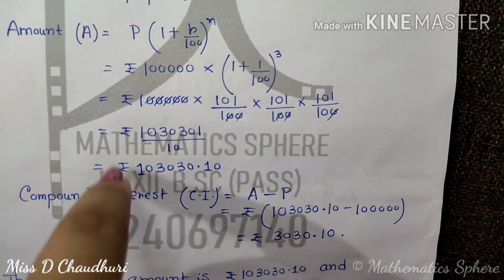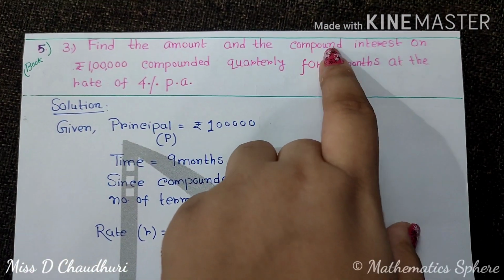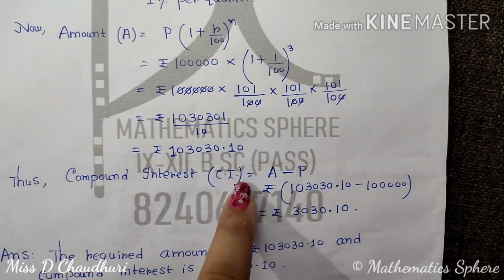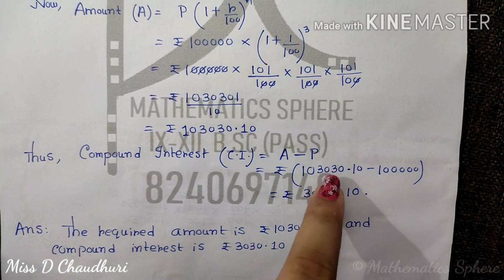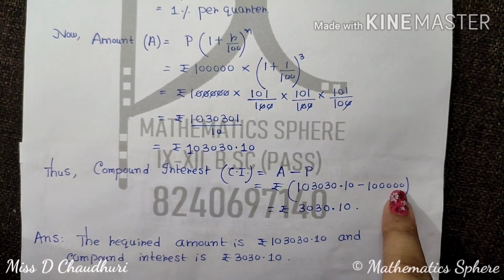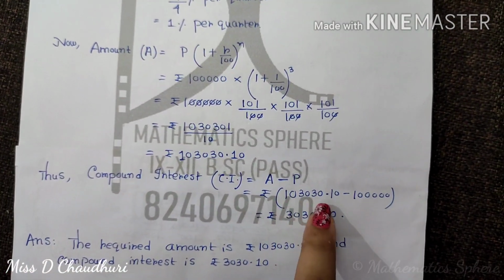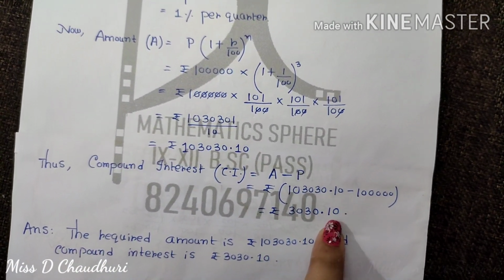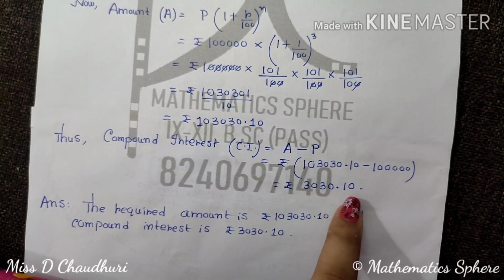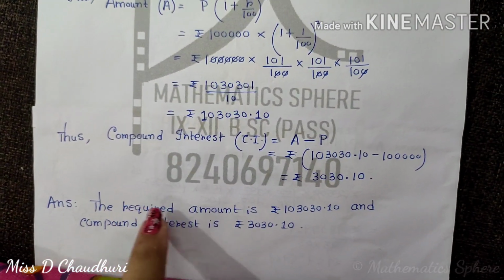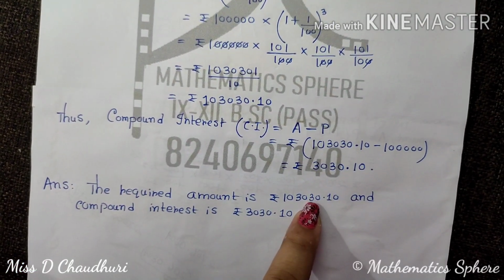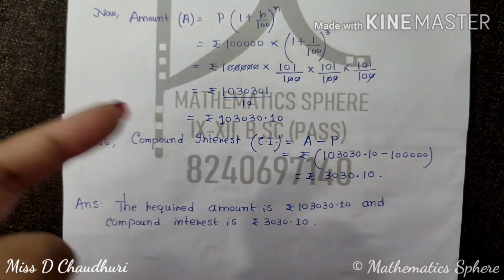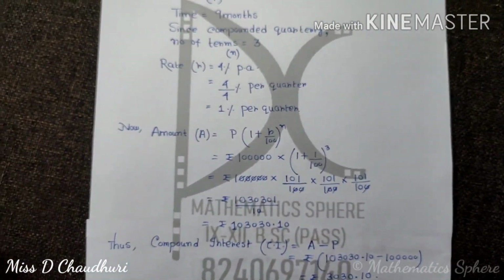Done. Now they have asked you the compound interest also. So what you are going to do, the compound interest CI is A minus P, we know this one. So the value of A, this is the value of P, you just subtract, no need of subtracting also, we can see here only. So this is 3030.10. Okay, means 3030 and 10 paise. So the required amount is 103030.10 and the compound interest is 3030.10. This is our question. Actually these were the basic sums.